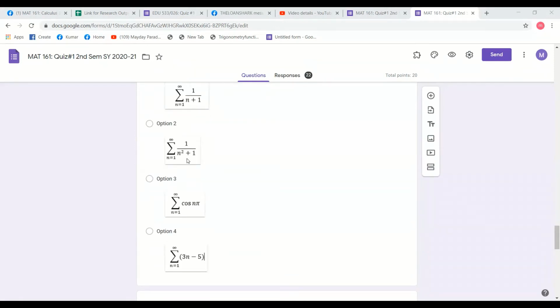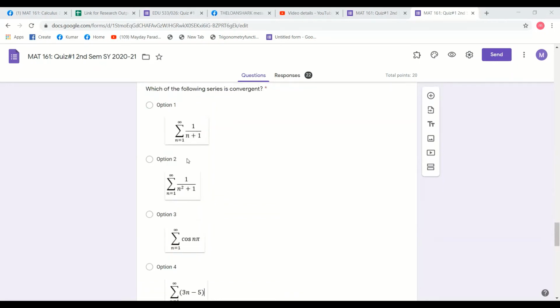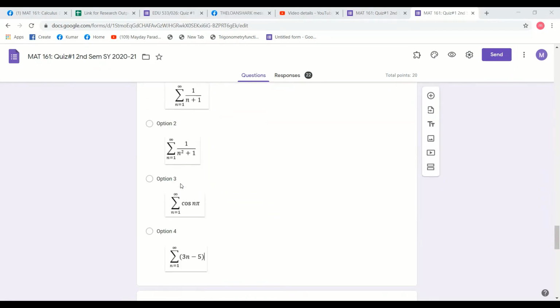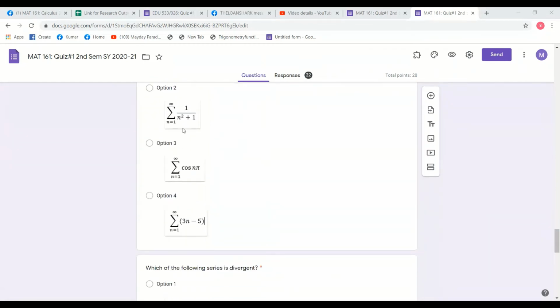Here, 1 over n squared plus 1 is close to 1 over n squared, and 1 over n squared is a P series. We know that if P is equal to 2, then the series will converge. So therefore, option 2 is convergent. Option 3 is divergent since the value will come to 1 and positive 1, 1, positive 1. Also, this is going to infinity, so it's not convergent. Only option 2 here is convergent.